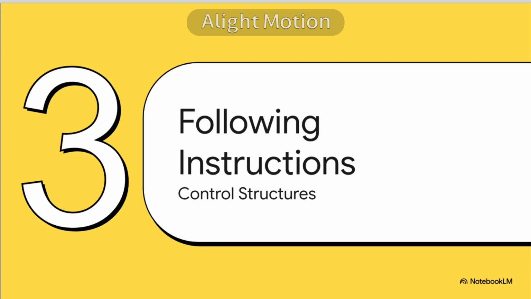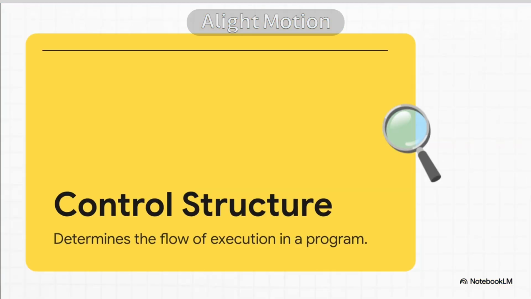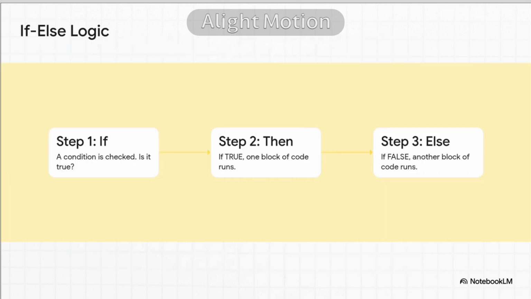In programming, these are called control structures. This is where your program starts to get smart. Control structures are basically the brains of the whole operation. They let your code make decisions and react to different situations. So instead of just running straight from top to bottom, your program can now choose different paths based on the data it's looking at. The most basic instruction you'll use is the if-else statement.